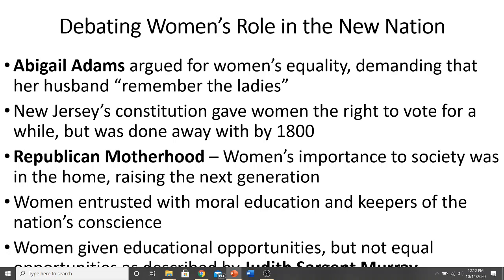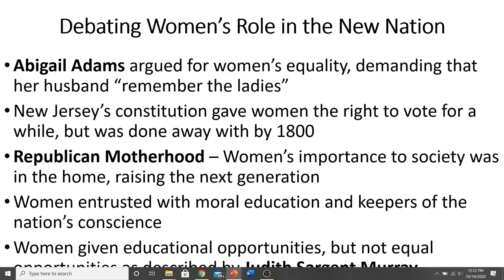So while that was a little tongue-in-cheek from Abigail Adams, her demand to remember the ladies for her husband was one of the early moments where women began to stand up for themselves. New Jersey's constitution actually gave women the right to vote for a while, but it was done away with in 1800. So we see some movement for women's rights.